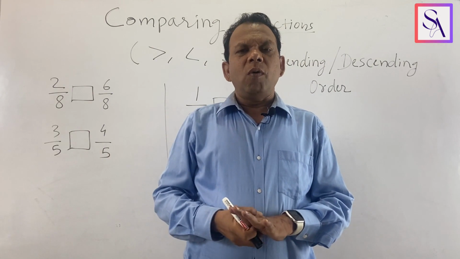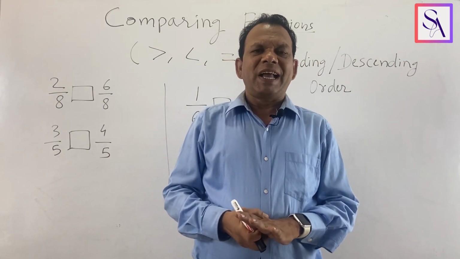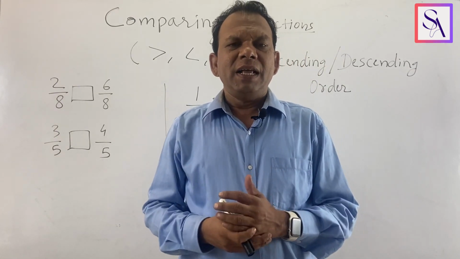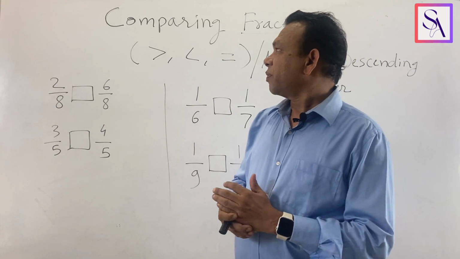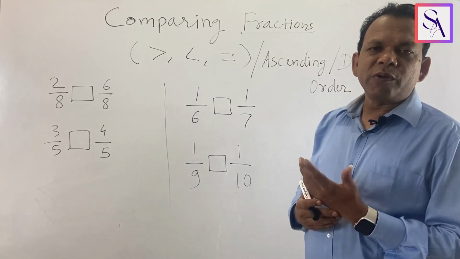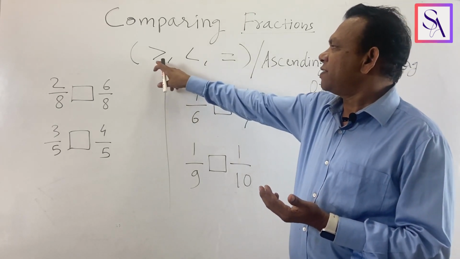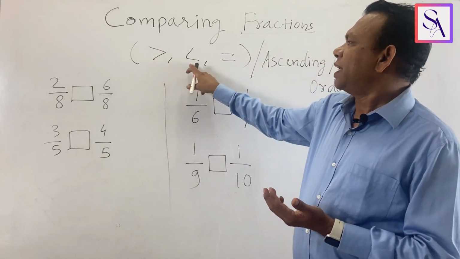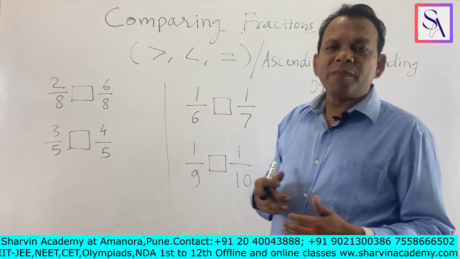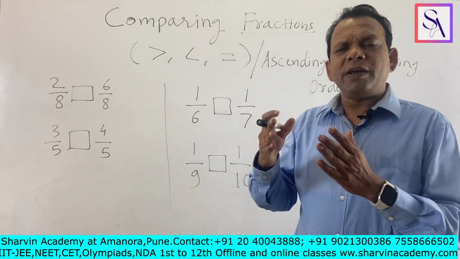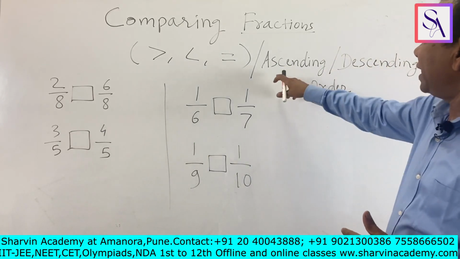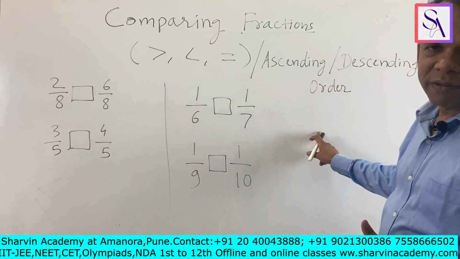Now one more topic we need to cover, which is comparing fractions. You might have seen examples where you need to compare two fractions. Compare means you have to put these signs: greater than, less than, and equal to, right? Or you might have seen problems where 2, 3, 4 or 5 fractions are given and you are asked to write them in ascending or descending order, right?